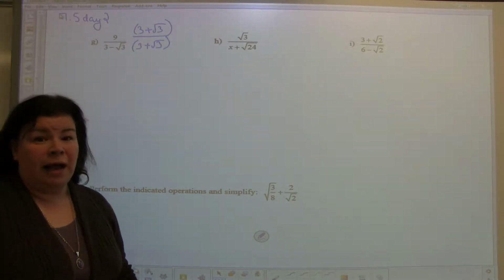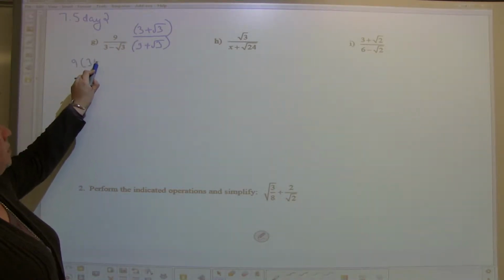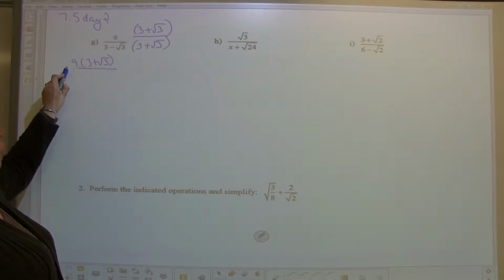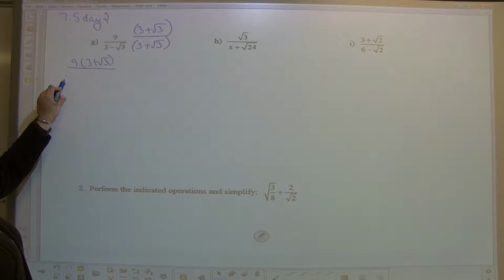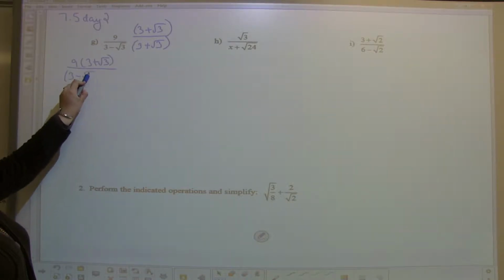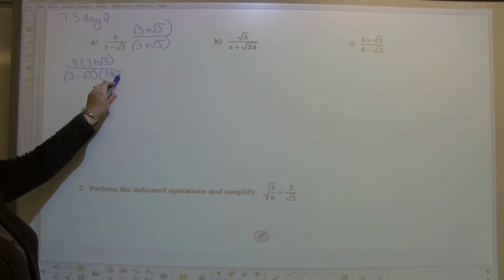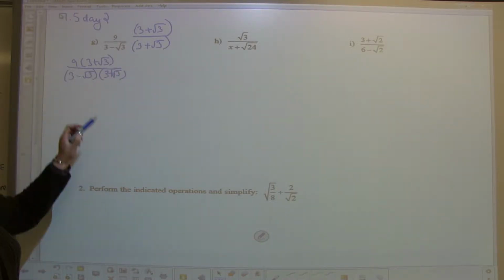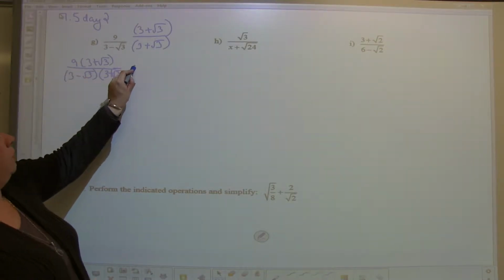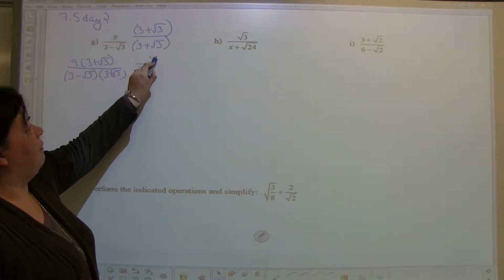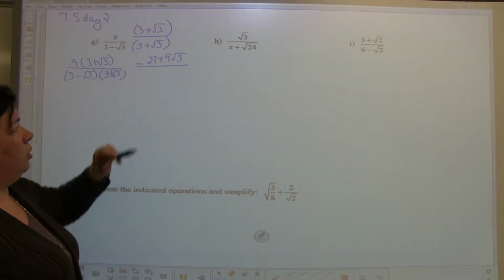So when we multiply 9 times the quantity 3 plus the square root of 3, all over, we have to multiply these two, and we're going to get the quantity 3 minus the square root of 3 times the quantity 3 plus the square root of 3. So when we go ahead and simplify, we're going to distribute the numerator. We're going to get 27 plus 9 square root 3 all over.